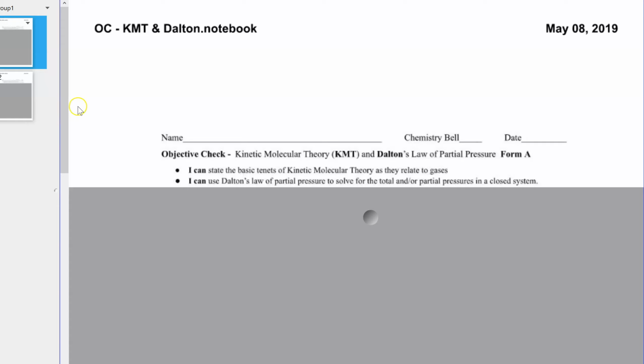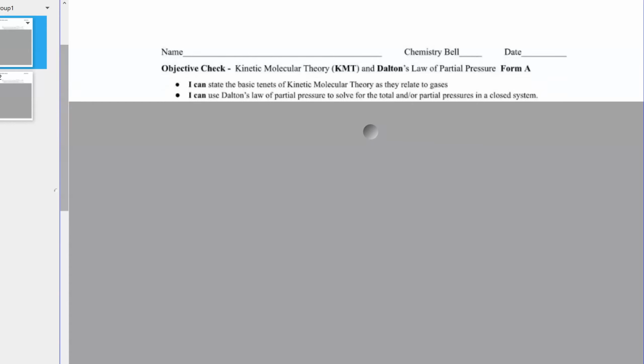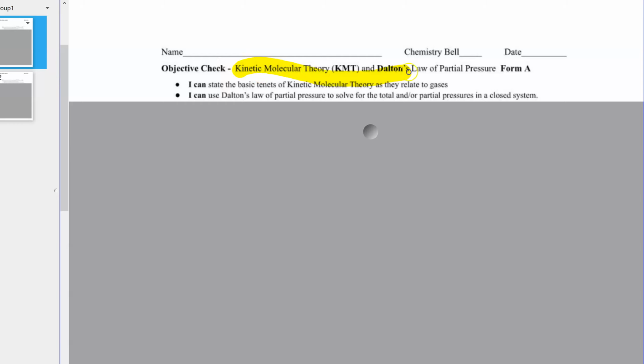We're going to go over the first objective check for chapters 10 and 11 gas laws, and this is the objective check on kinetic molecular theory and Dalton's law of partial pressures. So the objectives we're covering with this is that you can understand and state the basic tenets, that means the basic ideas of KMT as they relate to gases, and that you can also use Dalton's law of partial pressures to solve for the total or unknowns in the system.